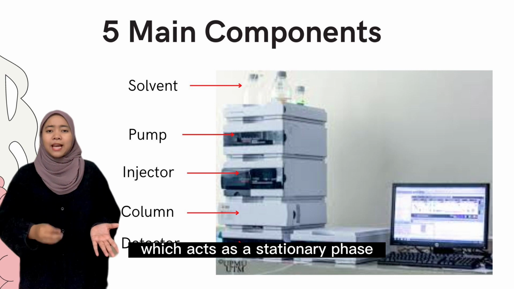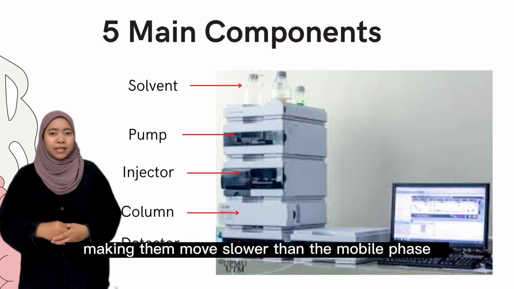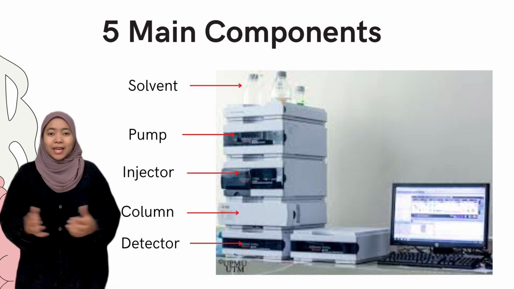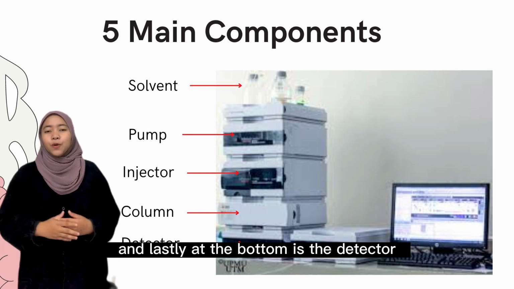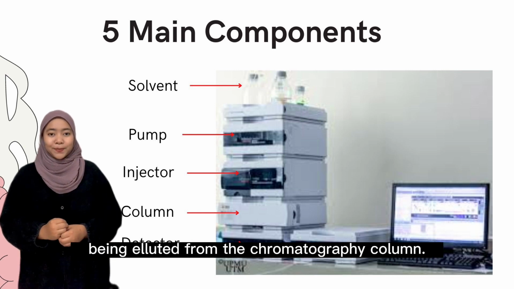Next is the column, which acts as a stationary phase that constrains many of the components in a mixture, making them move slower than the mobile phase. And lastly, at the bottom is the detector, which will detect components of the mixture being emitted from the chromatography column.